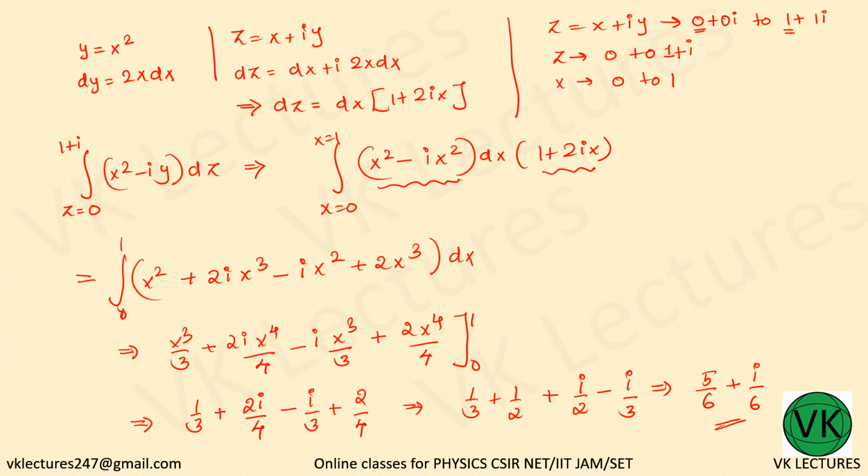Now from this you can understand that f of z that we were dealing with, f of z which is given as x square minus iy, is not analytic. If it was analytic, both the integrals should have given the same answer.